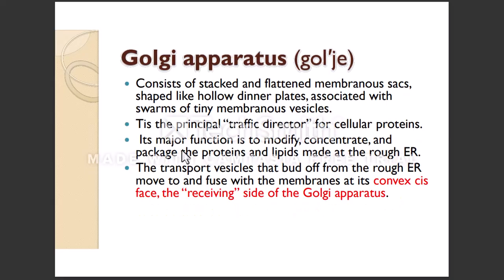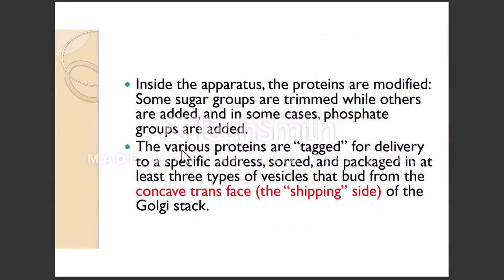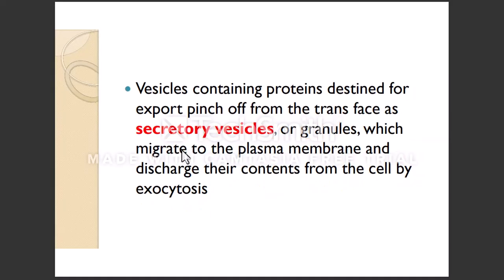Now the Golgi body consists of stacked and flattened membranous sacs, and they help in the modification of proteins, and so that's their function. They also help in packaging enzymes for lysosomes, and sorting all kinds of material to deliver it to the plasma membrane. So those are the functions of the Golgi body or the Golgi apparatus.